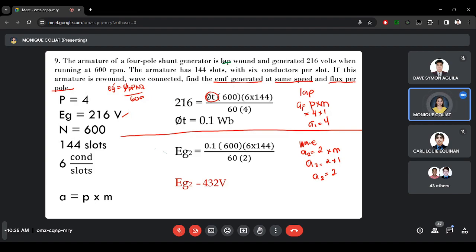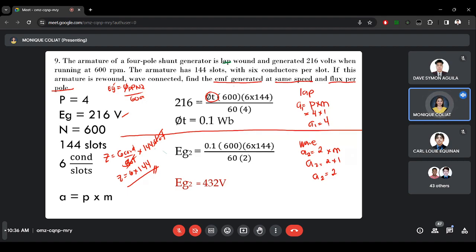So substitute everything. We have 216 equals flux total times 600, which is your RPM, and then 6 times 144. That is your number of conductors, Z. We have 6 conductors per slot, multiplied by 144 slots. So we have Z, which is 6 times 144. This is your number of conductors.